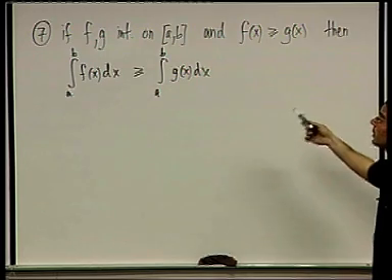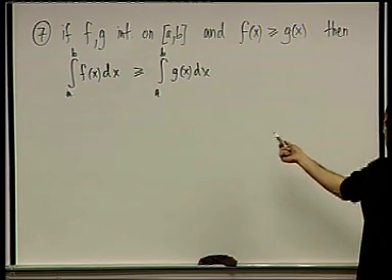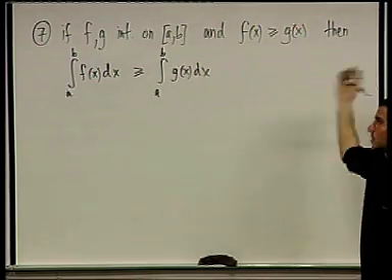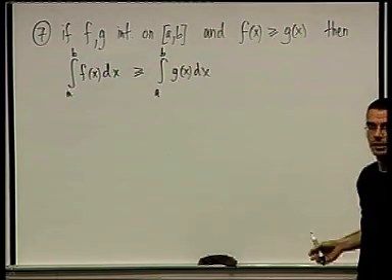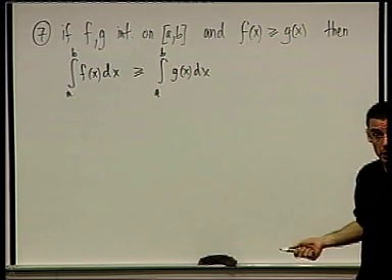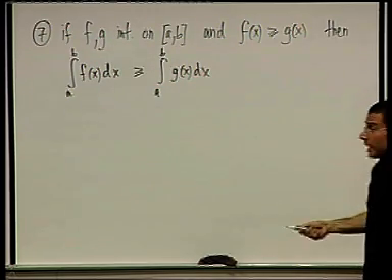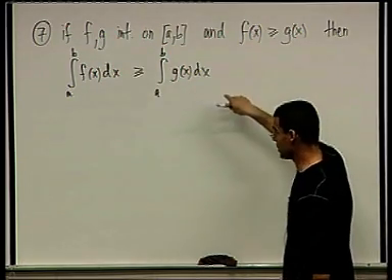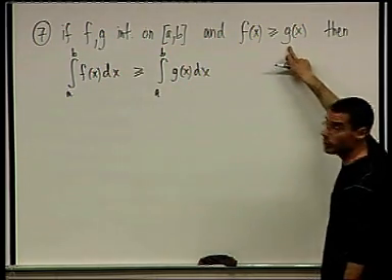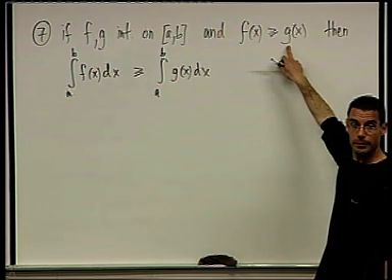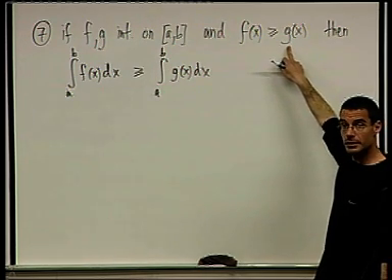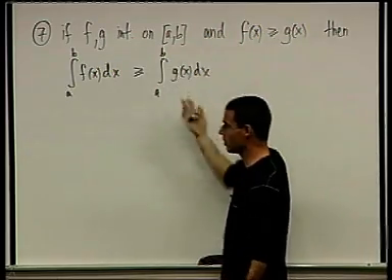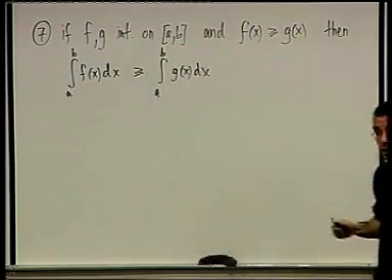First of all, do you agree that intuitively this makes sense? Take a bigger function, the area under the graph is going to be bigger, or greater than or equal. Do you agree? Second of all, do you agree that this generalizes 6? In 6, it was exactly this statement, only that g was the function 0. So if g is the function 0, you have 0 here and the integral of 0 here, which is 0, and that's precisely number 6.